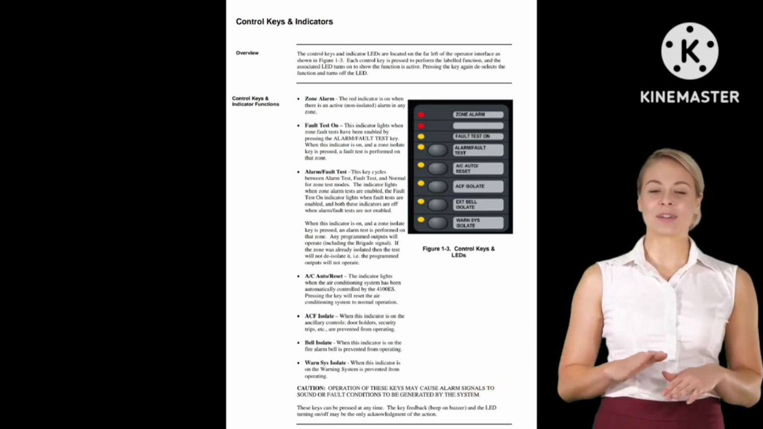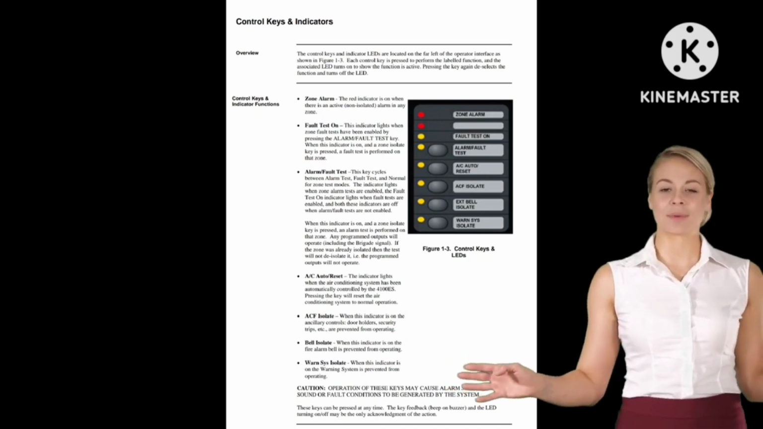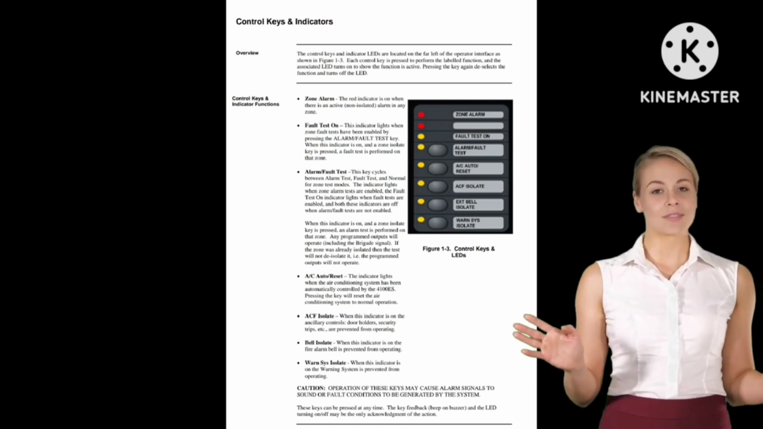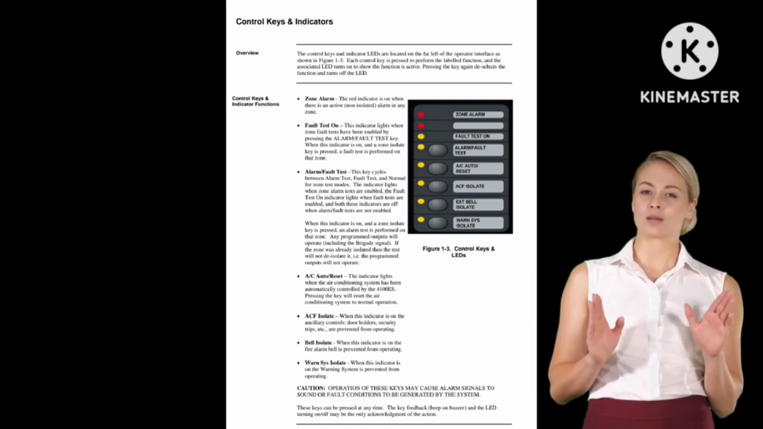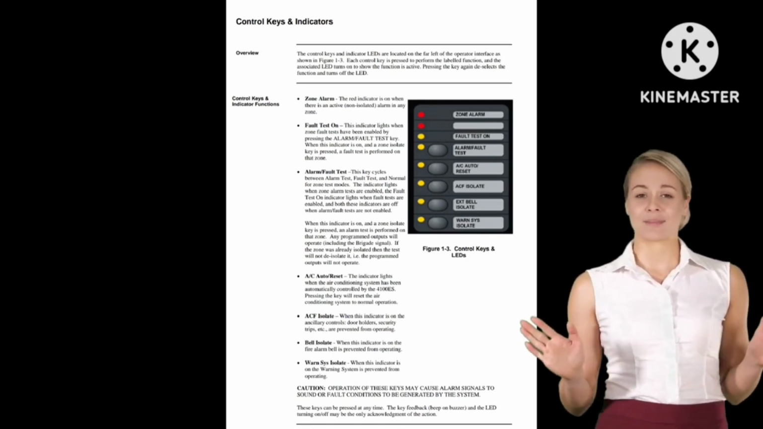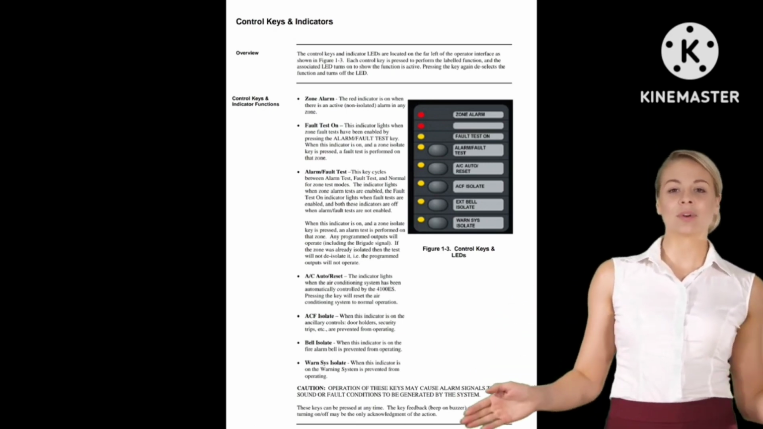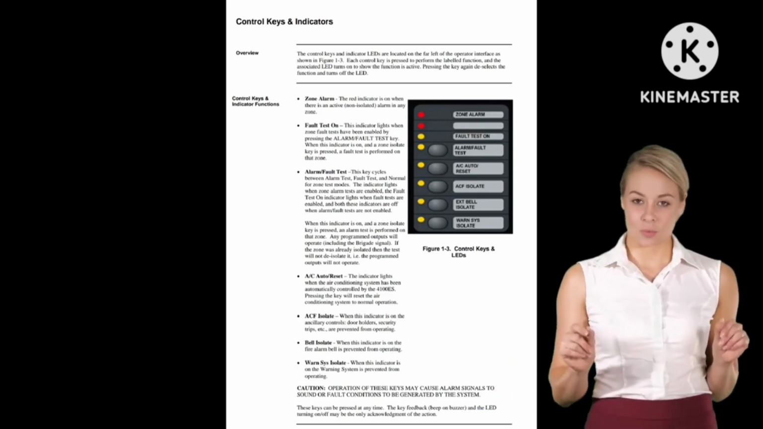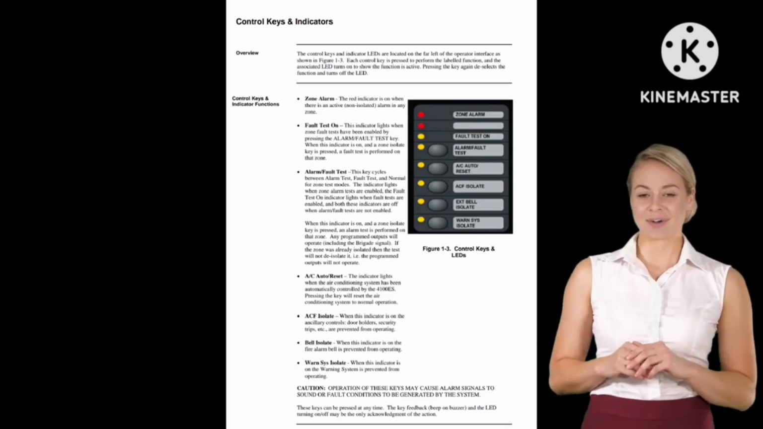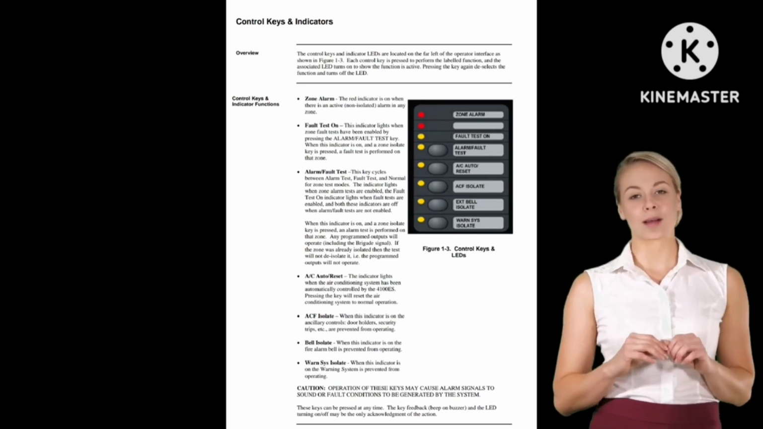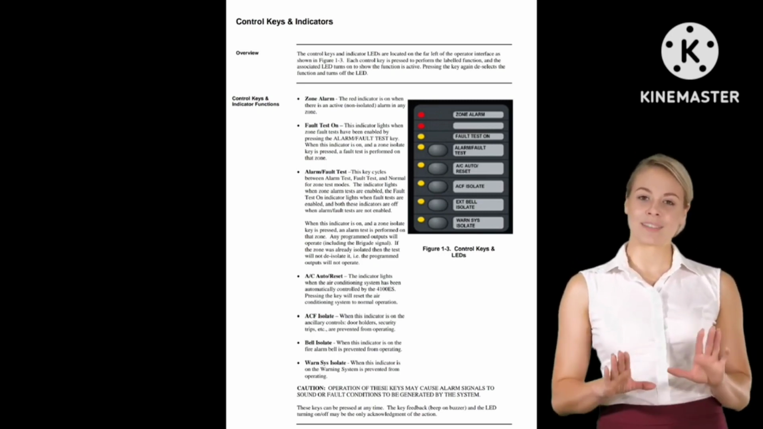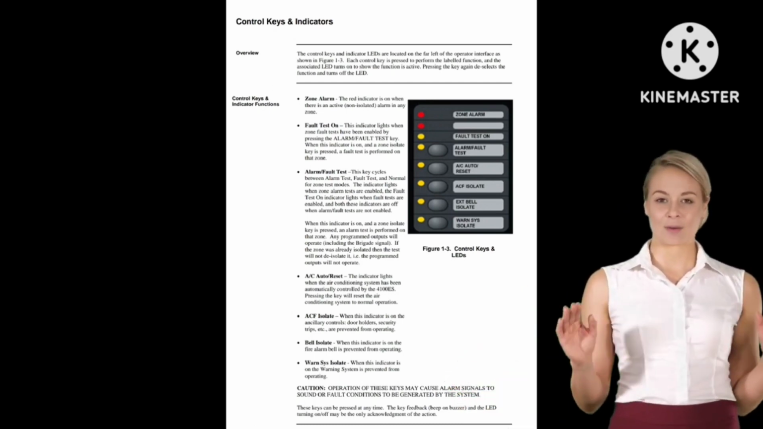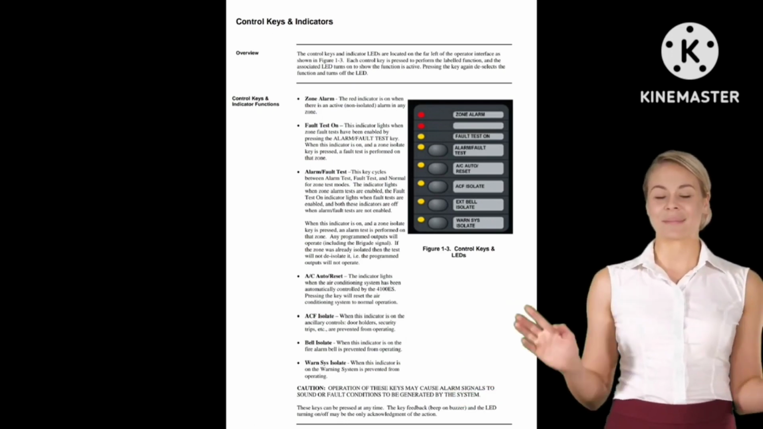Zone alarm: the red indicator is on when there is an active non-isolated alarm in any zone. Fault test on: this indicator lights when zone fault tests have been enabled by pressing the alarm fault test key. When this indicator is on and a zone isolate key is pressed, a fault test is performed on that zone. Alarm fault test: this key cycles between alarm test, fault test, and normal for zone test modes. The indicator lights when zone alarm tests are enabled, the fault test on indicator lights when fault tests are enabled, and both these indicators are off when alarm fault tests are not enabled.